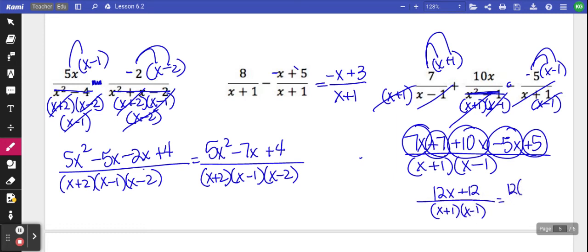This one, the top would factor out. Take out a 12. So those would cancel, and my final answer would be 12 over x minus 1.